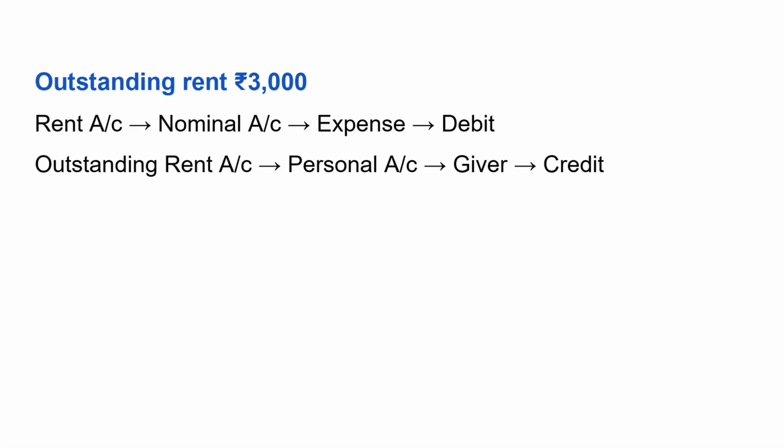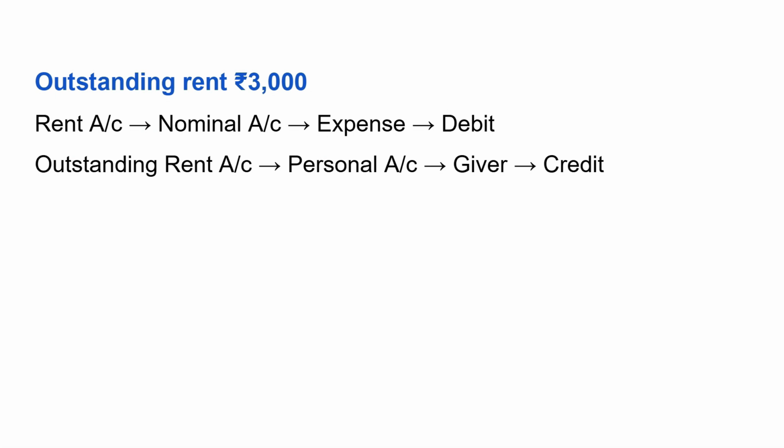Outstanding rent 3000 rupees. Here the two accounts affected are rent account and outstanding rent account. Rent account is nominal account. Why? Because rent is expenses and the rule for nominal account is debit all expenses. And outstanding rent account, it is personal account and it is giver, so the rule for personal account is credit the giver.